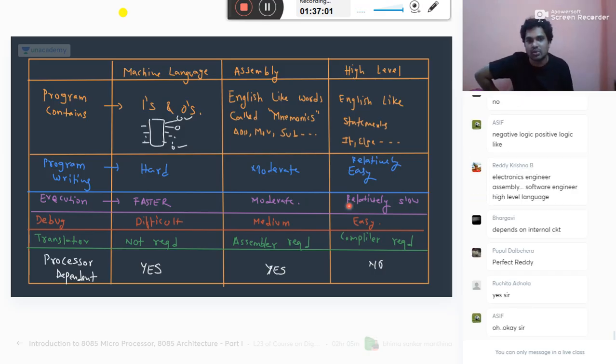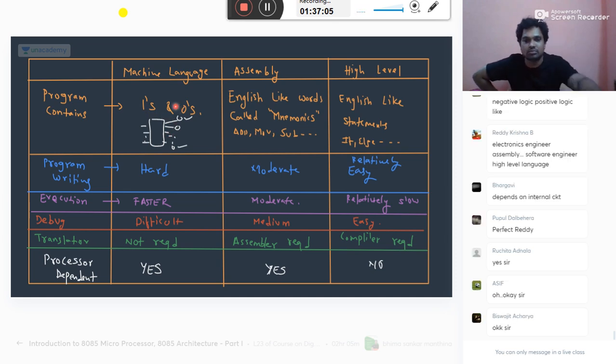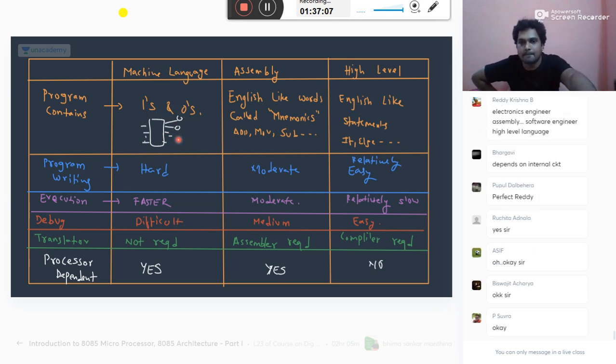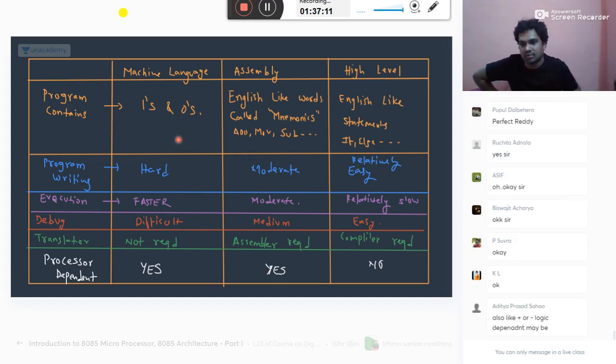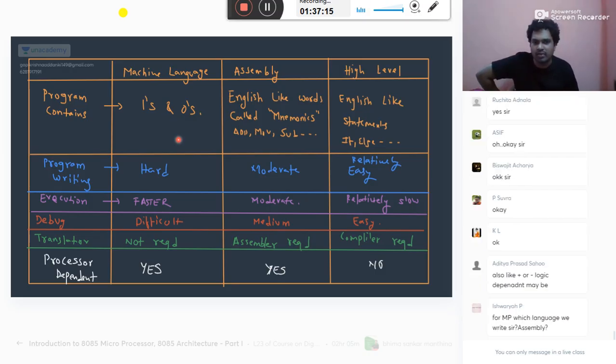Okay, so these ones and zeros will be different, changing for every system, every processor. It depends on the internal hardware. Positive and negative is only applicable in any case. It is not related to your processor.